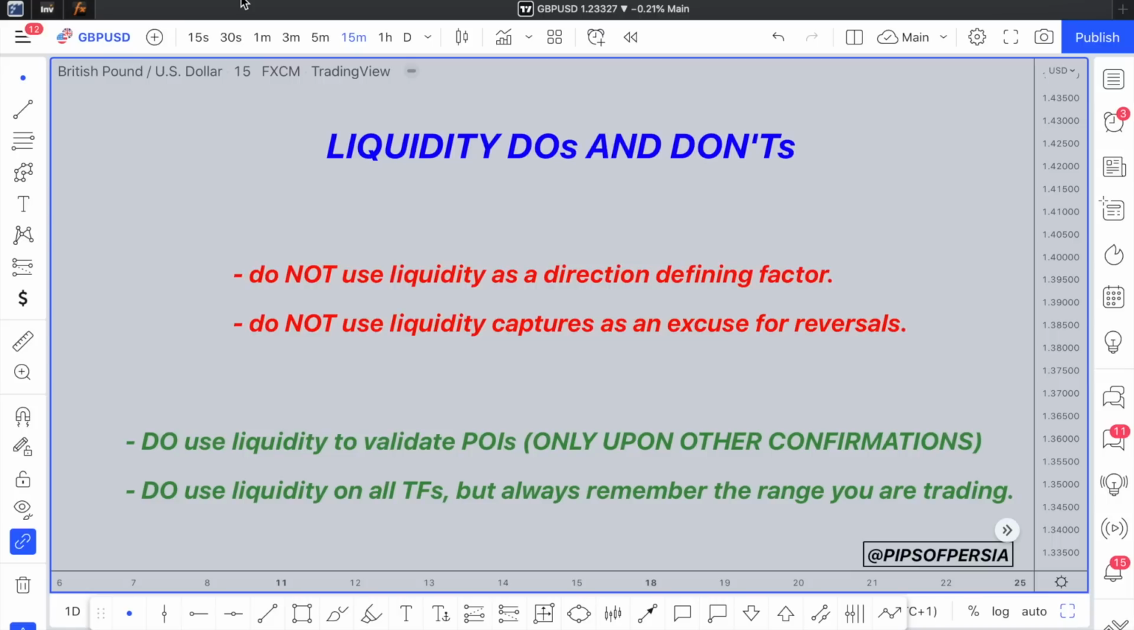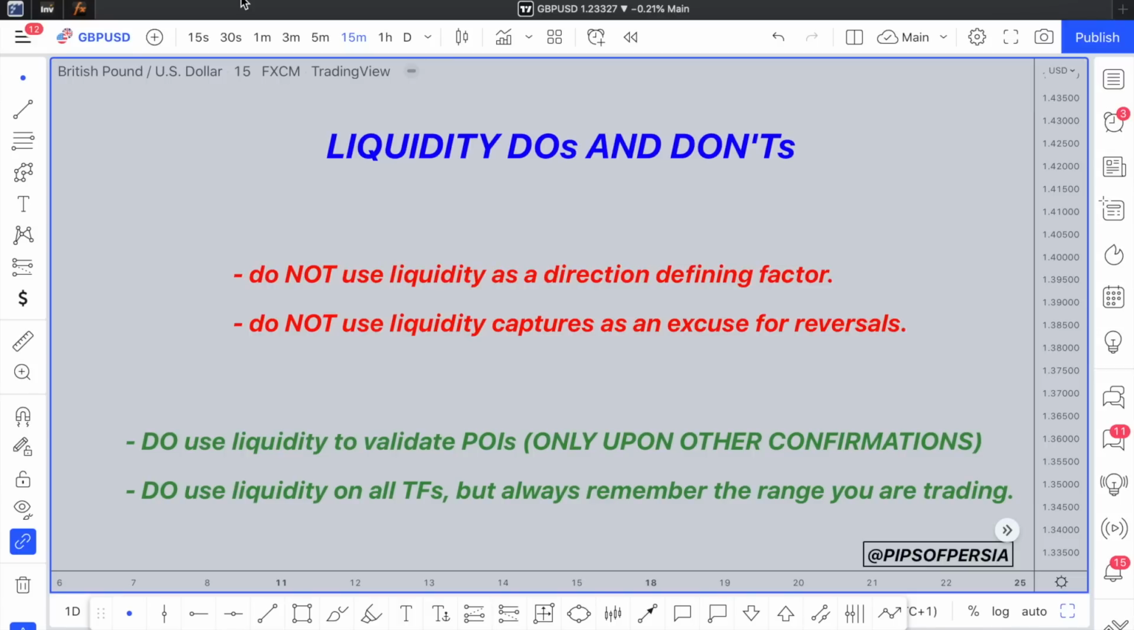However, do use liquidity to validate your points of interest, only upon other confirmations. I'm pretty sure you've experienced this when you're looking at a range and you have multiple different points of interest that you don't know which one to trade based on. And what I'm about to say doesn't happen all the time, but it's a scenario that is very helpful once you manage to spot it.